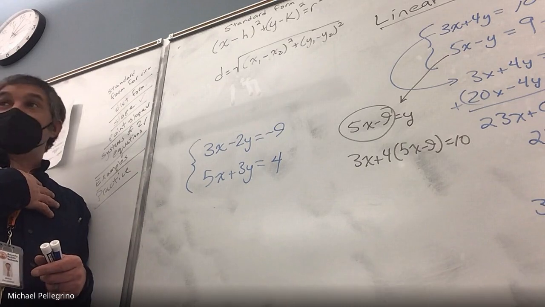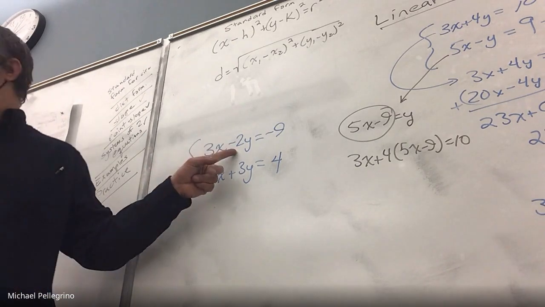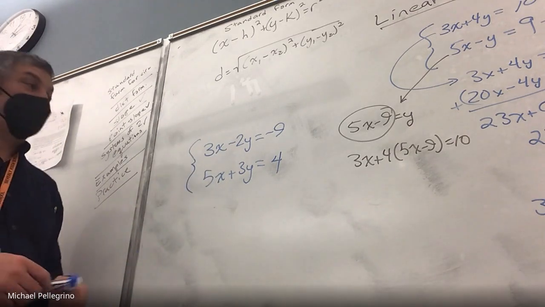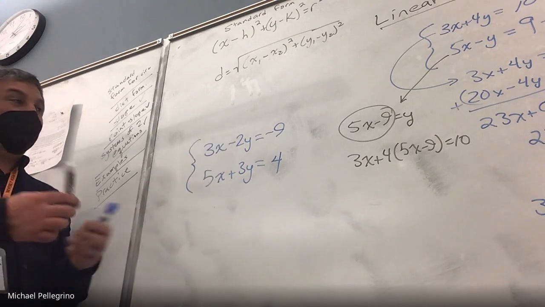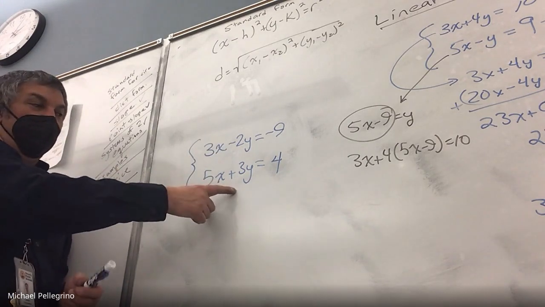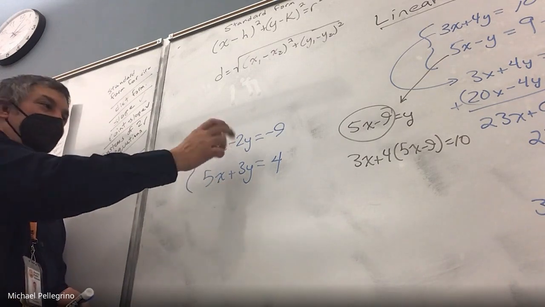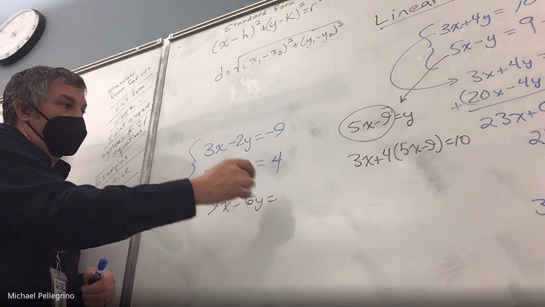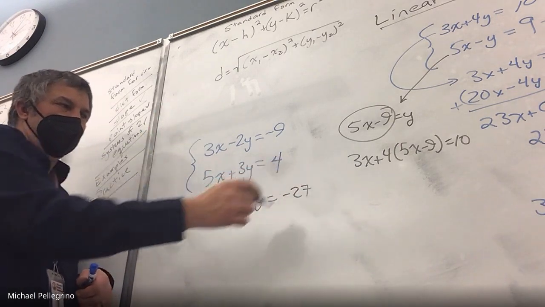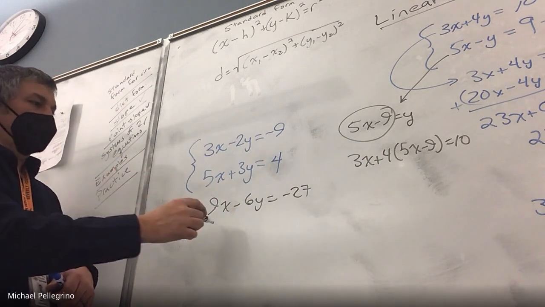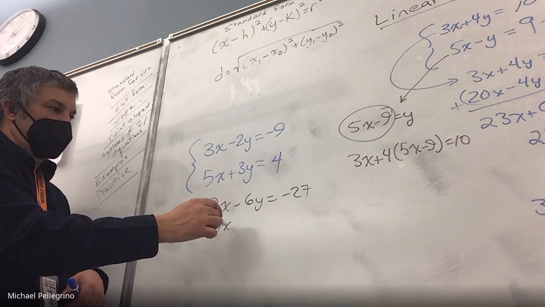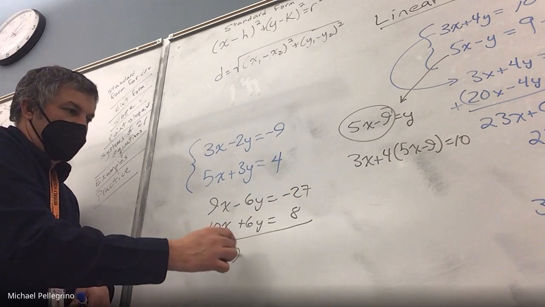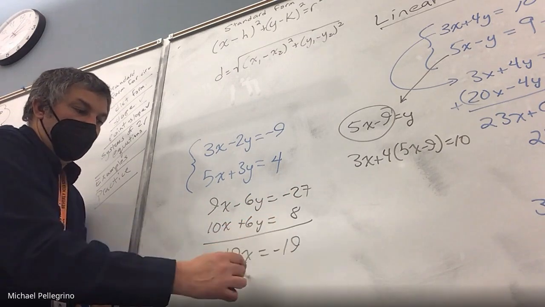For me, the reason I would probably solve for x first is because this one is already negative, and then I have to worry about negatives, but you don't really need a reason to solve for one or the other. Since this is negative 2y, if I multiply the top one by 3 and the bottom one by 2, I don't have to worry about negatives. They're just going to cancel out. So 9x minus 6y equals negative 27. And then 10x plus 6y equals 8. 19x equals negative 19. So x is negative 1.